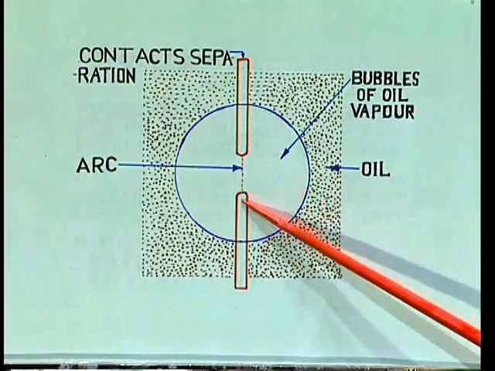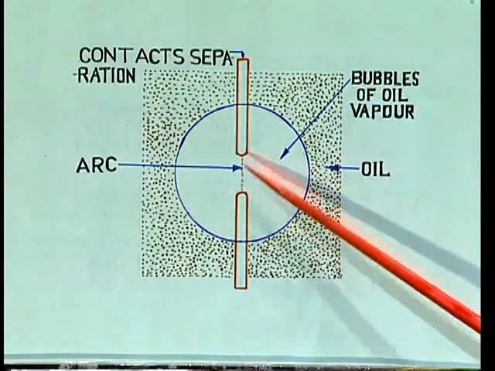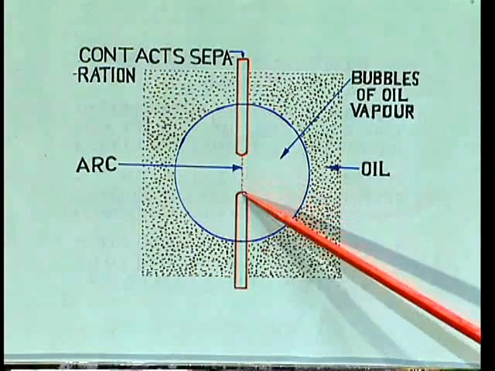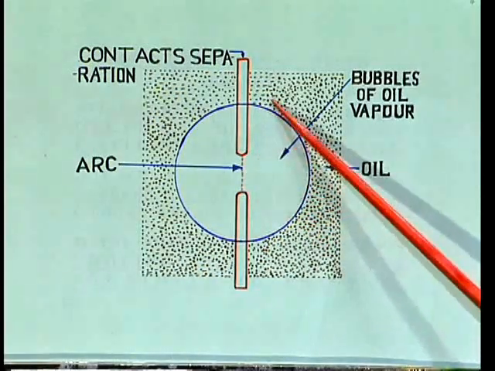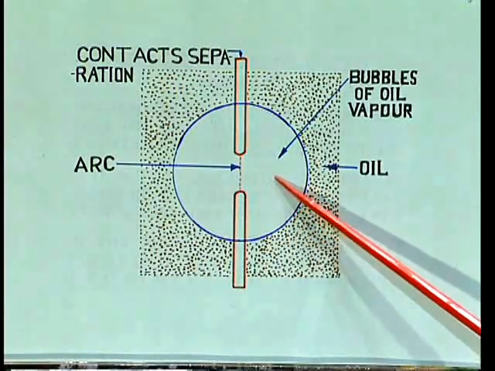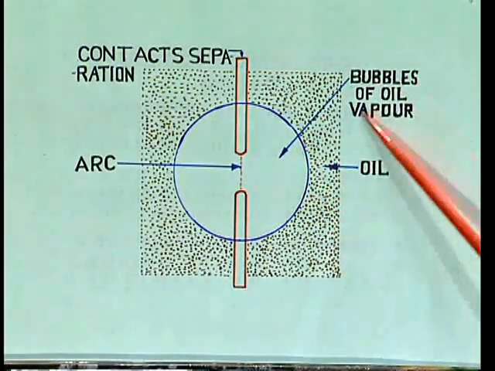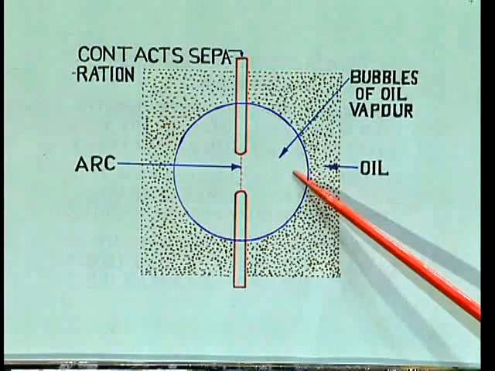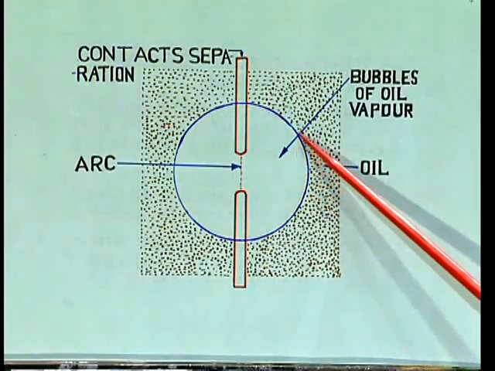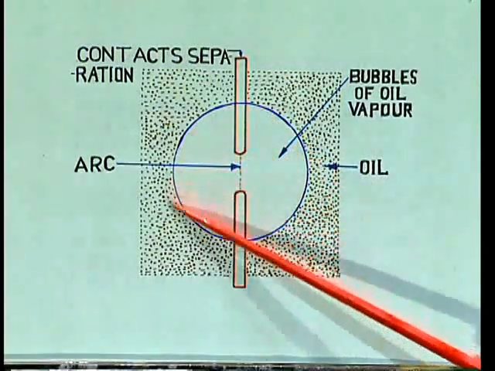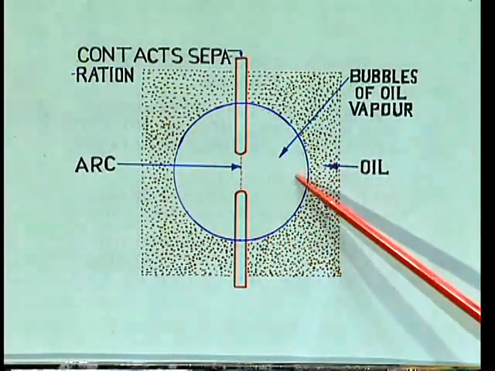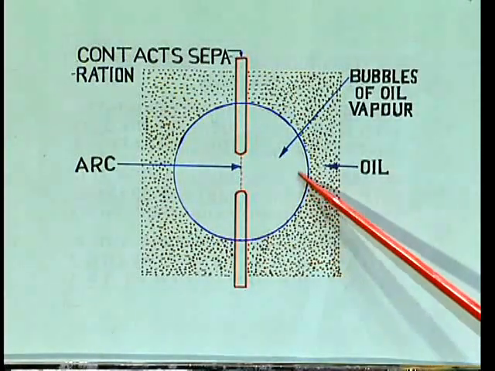Due to the gap, the potential gradient of these two contacts produces an arc. This arc evaporates the oil around it, and the oil is dissociated into hydrogen gas. So this is the bubble of oil vapor which has hydrogen gas and a small percentage of methane and acetylene. This high pressure hydrogen gas occupies a substantial volume, about 1000 times that of the decomposed oil.